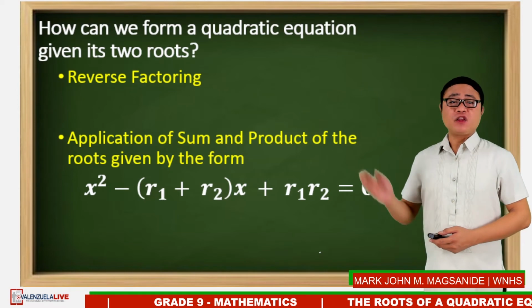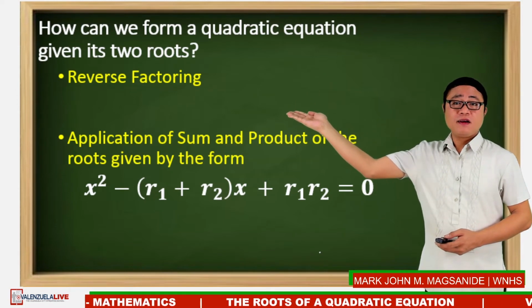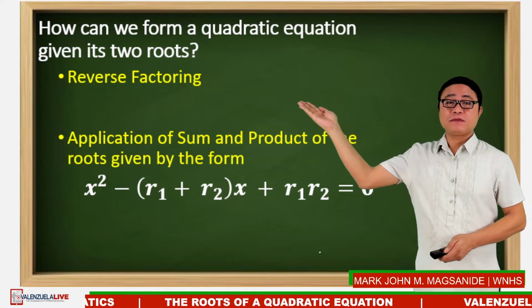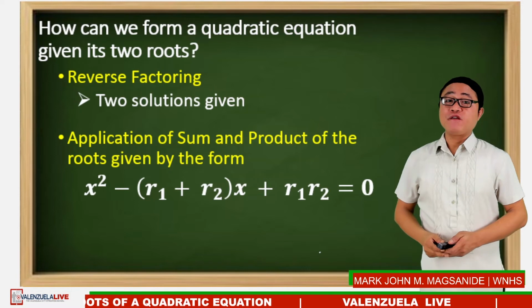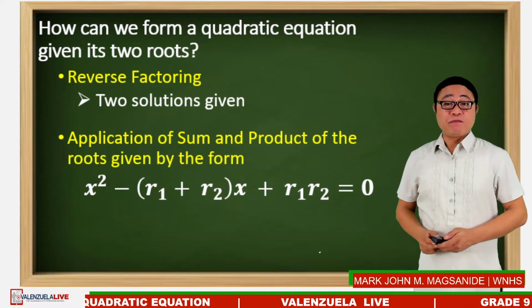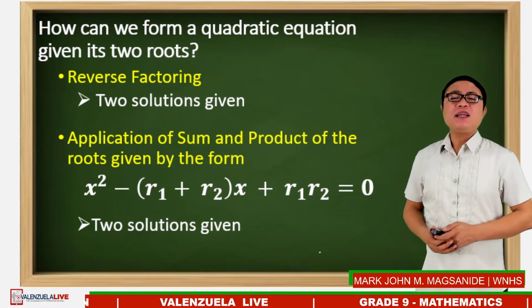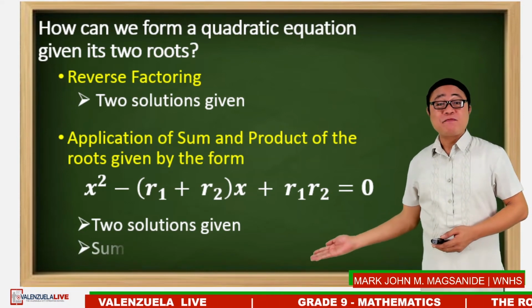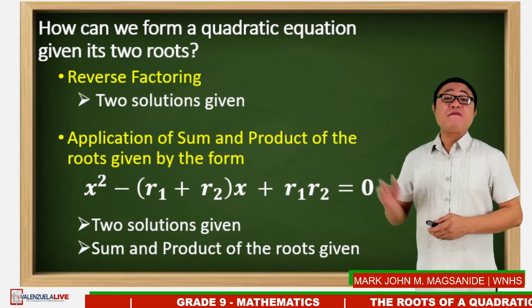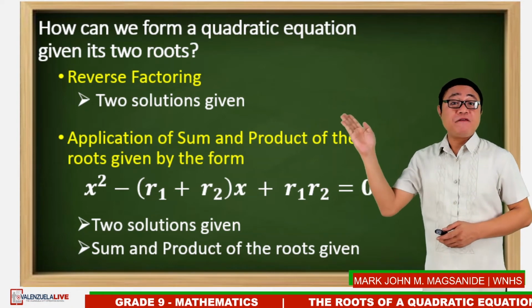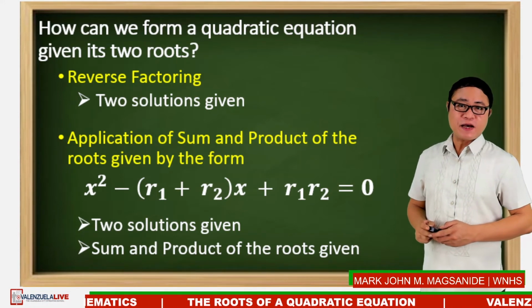The reverse factoring can be used if the given are the two solutions. And the application of the sum and product of the roots can be used if the two solutions are given. It can also be used if the sum and product of the roots are given. You cannot use the reverse factoring if the given is the sum and product of the roots. Let us try these examples.